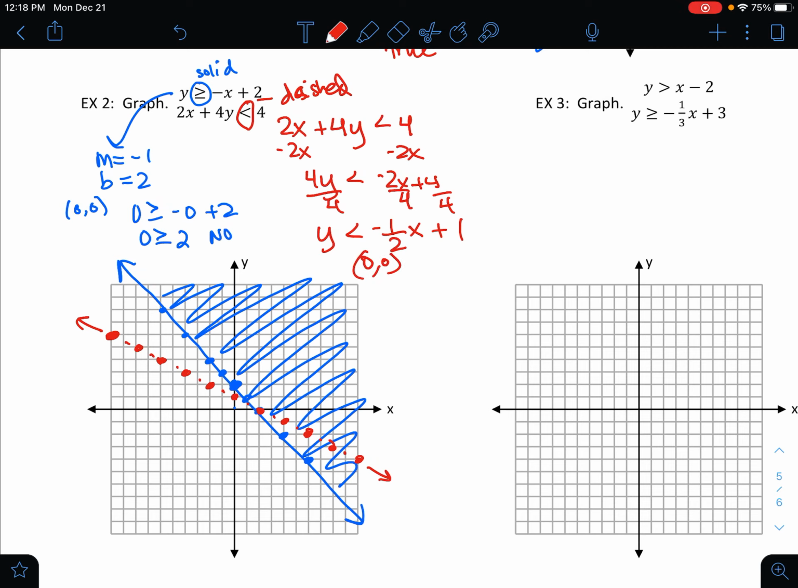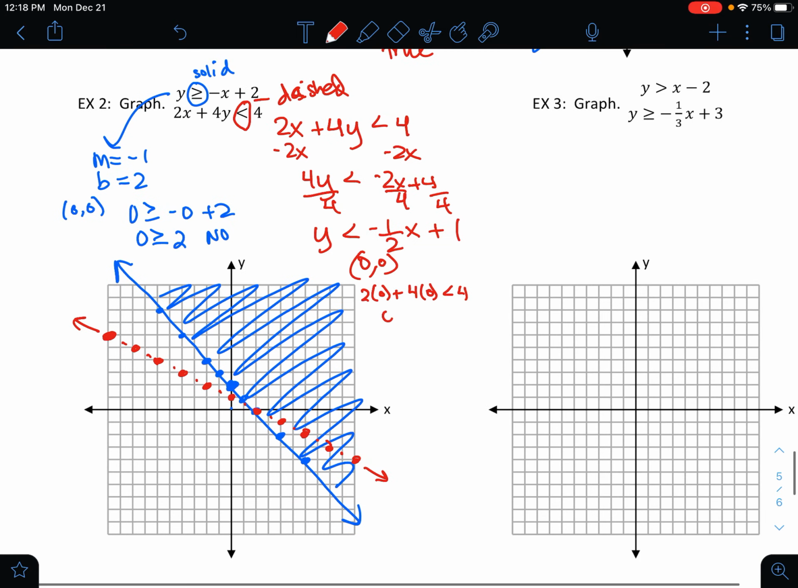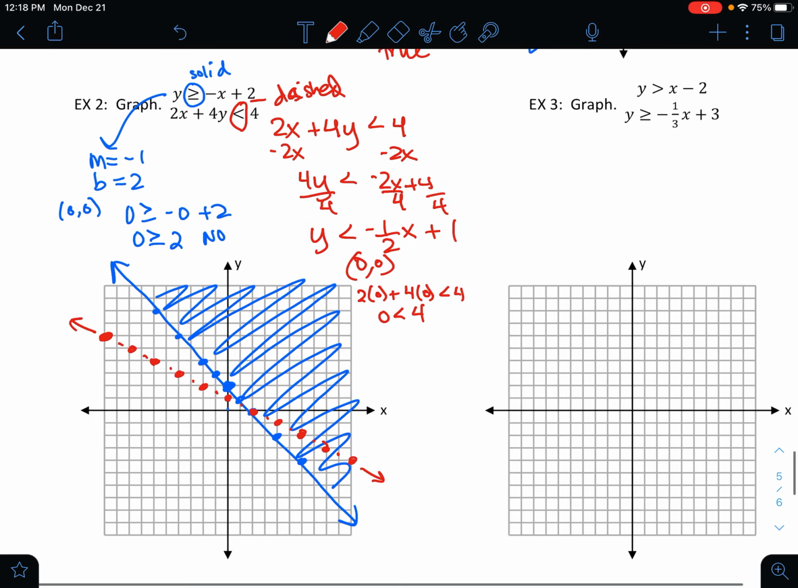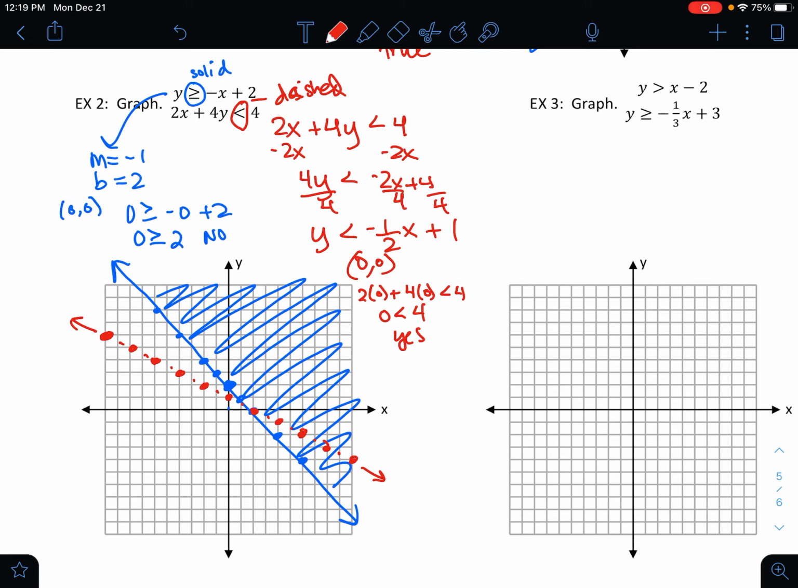Okay, 0, 0. And go back to the original equation. So 2 times 0 plus 4 times 0 is less than 4. But the quicker way is just to recognize 0 plus 0 is just going to be 0 on the left. Is 0 less than 4? Yeah, that's true. So 0, 0 is slightly below the line.